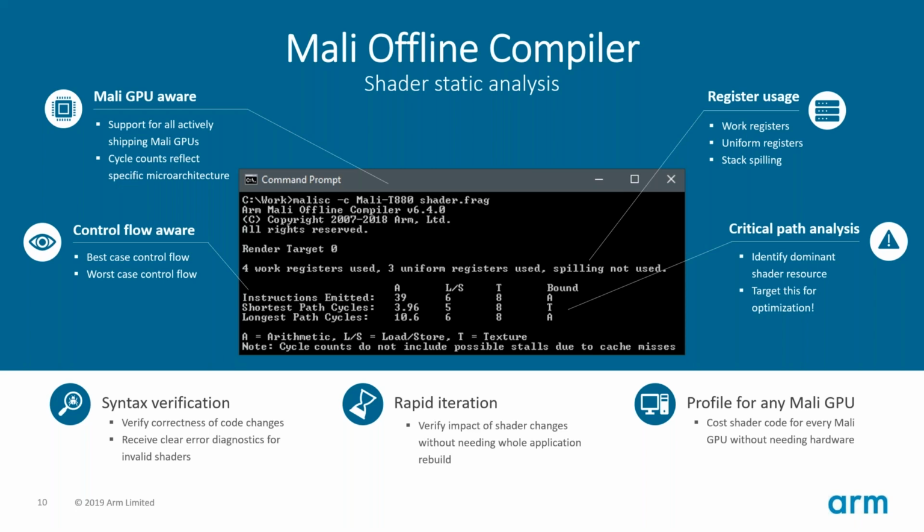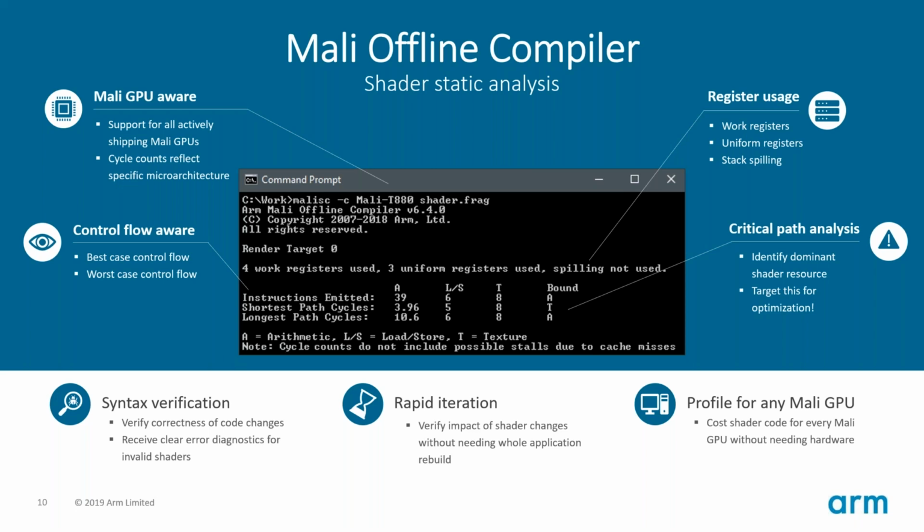a particular Mali GPU. So in this particular scenario, we can see the shader program costing is being broken down into the 3 parallel pipelines that exist in a Mali T880 GPU: the arithmetic cycles, the load store cycles, and the texturing cycles. These 3 pipelines run in parallel, so you can use this to analyze the critical path and identify which of the dominant resources should be your optimization target for your shader program.